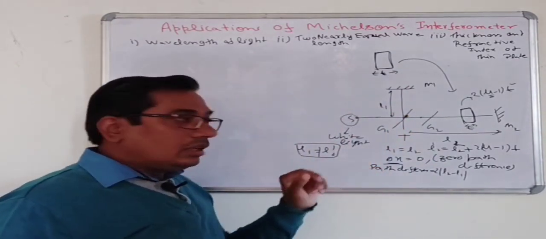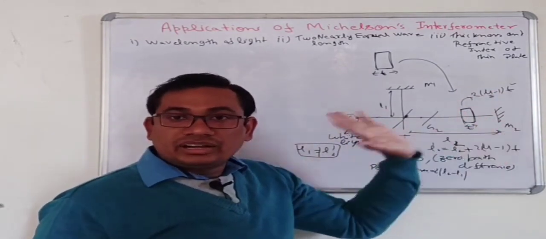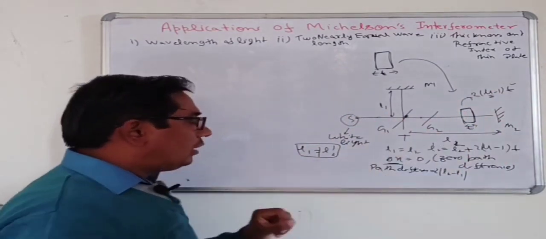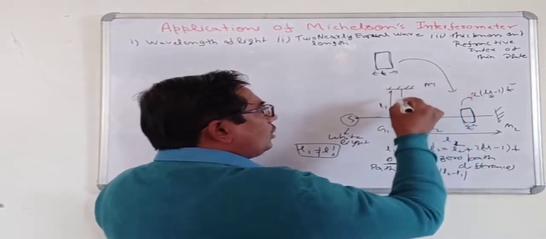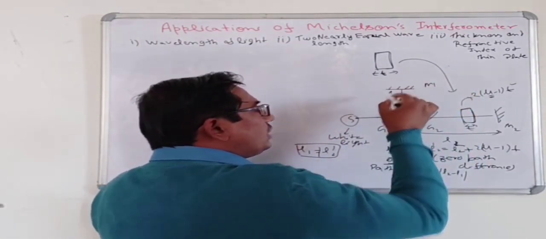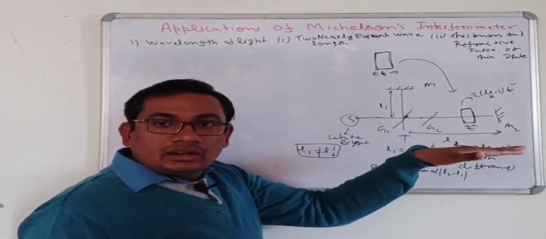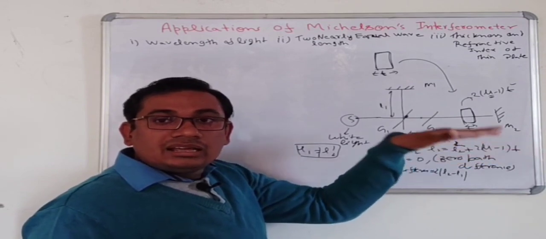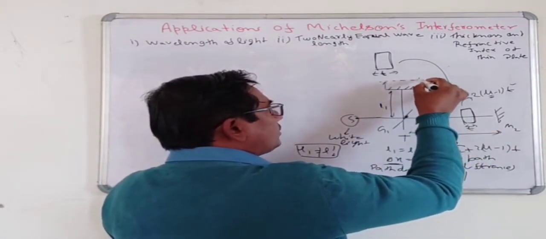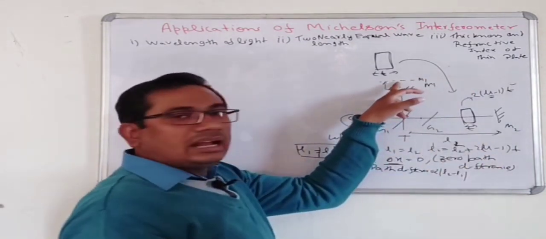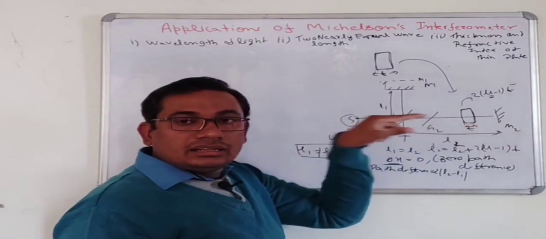What will happen? Fringes will be shifted from the center. Now with the help of screws, this mirror will be a moving mirror. Now as you increase x, you will see that the fringe will be shifted back to its original position at the center. Suppose we increase x to a position where, at this value, the fringe is at the center.